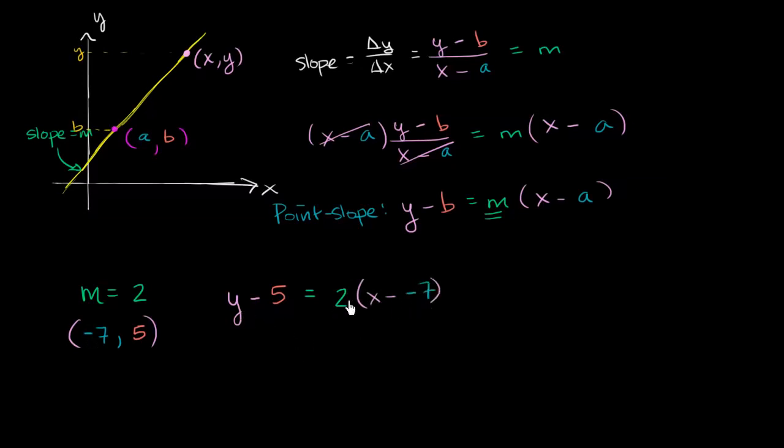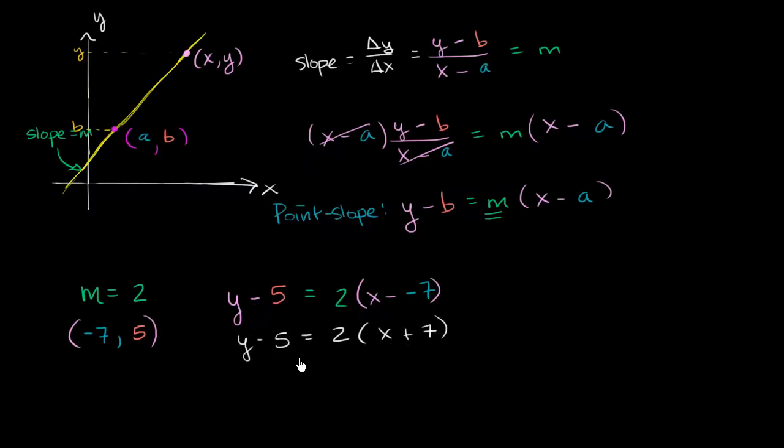And just like that, we have written an equation that has a slope of 2 and that contains this point right over here. And if we don't like the x minus negative 7, we can obviously rewrite that as x plus 7. But this is kind of the purest point-slope form. If you want to simplify it a little bit, you could write it as y minus 5 is equal to 2 times x plus 7.